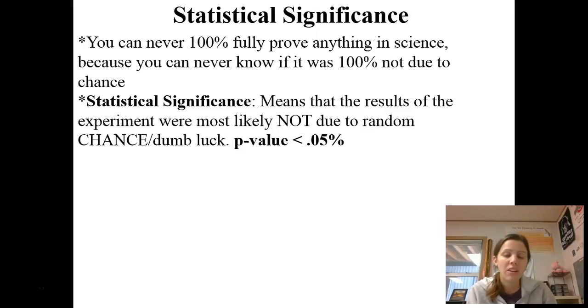If the number is more than 5%, then we say the experiment is null, the hypothesis is null, and we cannot publish that data for a population. So it's really important that you remember that 5%.